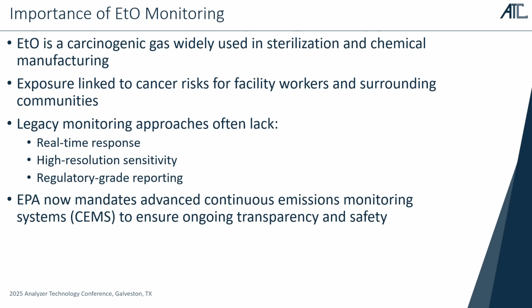Right. So a brief overview of the importance of ETO monitoring: what is ETO? Ethylene oxide, also known as ETO, is a carcinogenic gas. It's widely used in medical sterilization as well as chemical manufacturing, and exposure to it can lead to various cancer risks, not just for facility workers and employees, but there's been detection of it and the effects of it traced to outside the facilities and the surrounding communities as well.